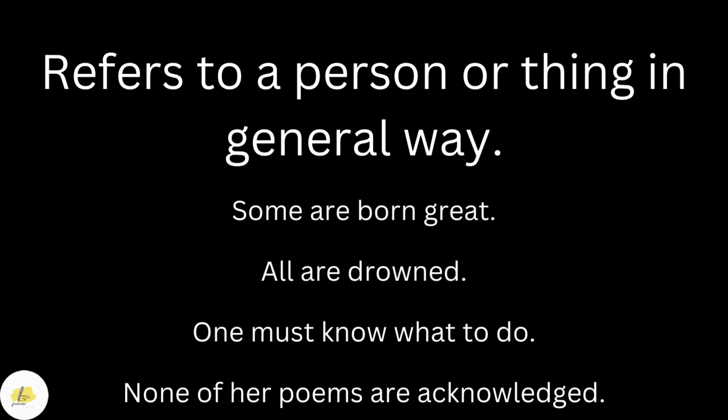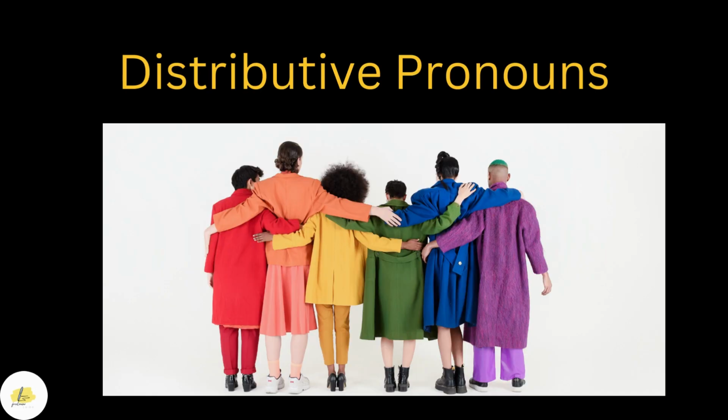One must know what to do. One is referring to people generally. There is no specification. None of her poems are acknowledged. None is an indefinite pronoun. Now the last type is distributive pronouns.